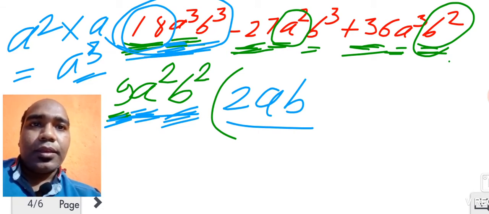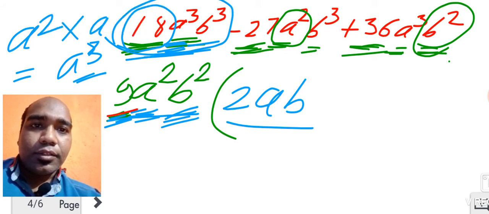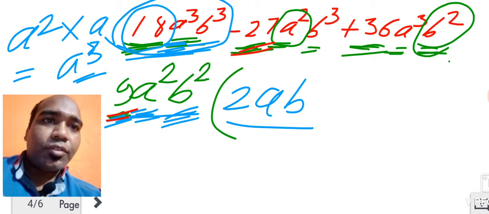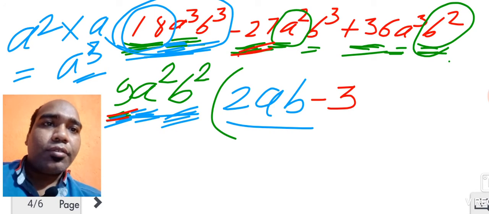Now in this 9, and here 27 is there. So 9 into how much will we multiply to get 27? Into 3. Minus is there, so I have taken minus. So 9 into 3 will get 27.